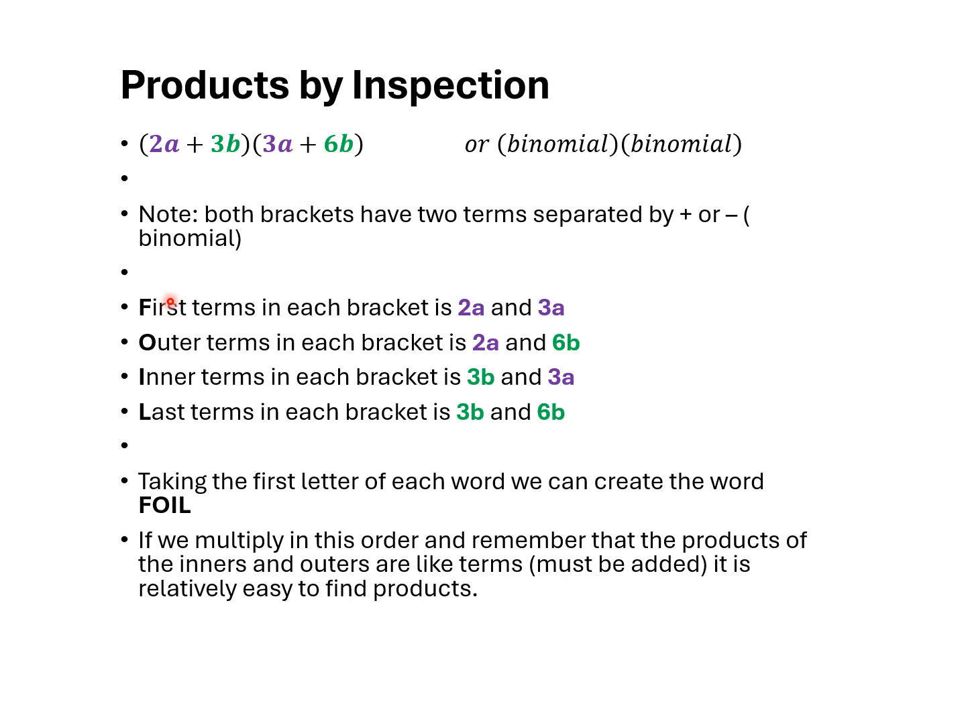Now if we spell that out, it spells the word FOIL. Taking the first letter of each word, we create the word FOIL. We multiply in this order, and remember that the products of the inners and outers are like terms. So outers and inners will form like terms. They're ab and ab. They must be added. It's relatively easy to find the products. In short, when we multiply this out, my final answer should be 3 terms, binomial by binomial. Alright, so let's look at what I'm saying.